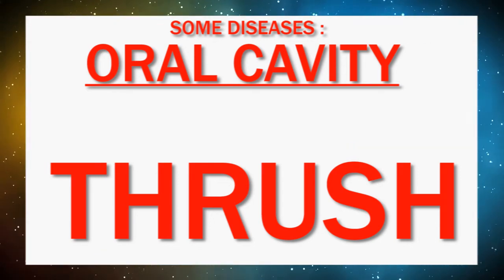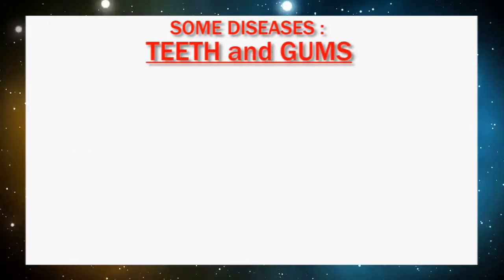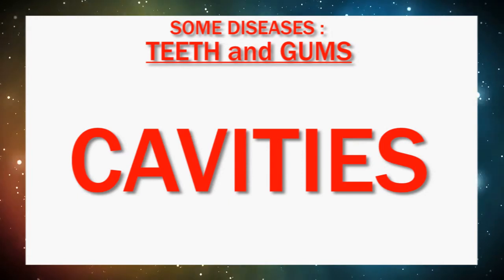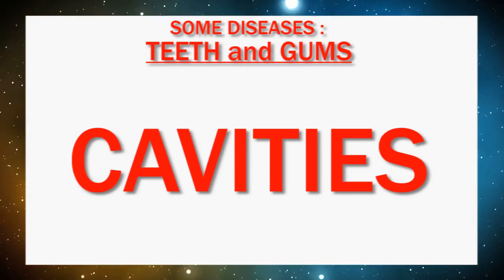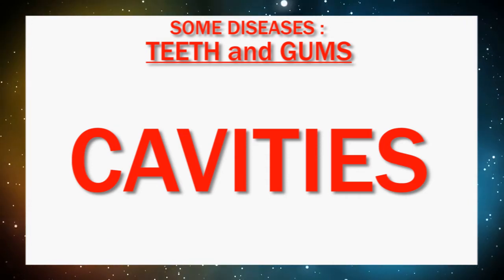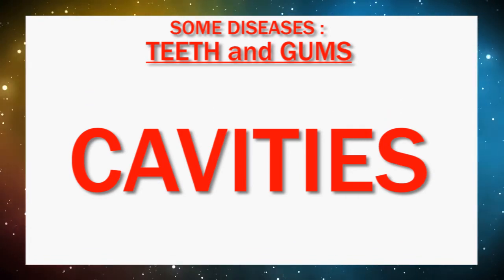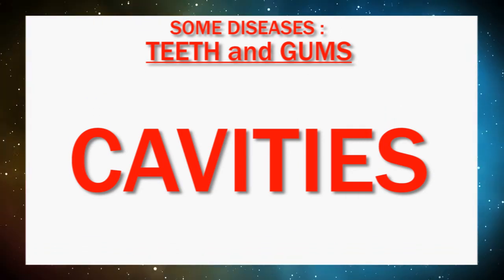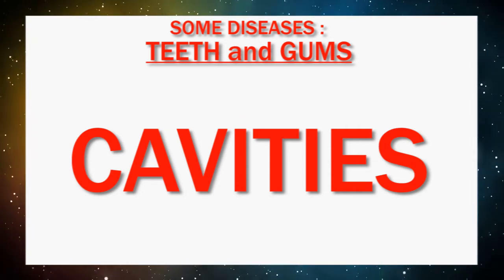Then we have the diseases of the teeth and gums. First of all, cavities. The first thing that occurs here is the buildup of plaque that progresses with time, affecting first the enamel, then the dentin, and in the final stage invading the pulp. Ouch! Please do visit your dentist regularly.